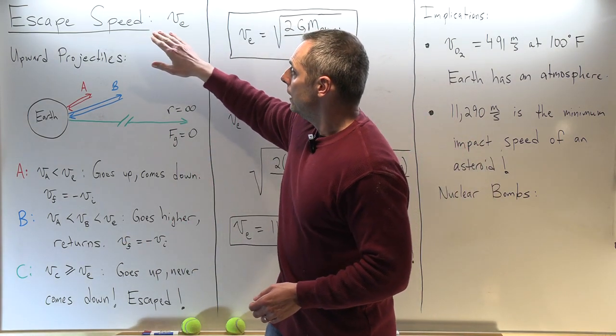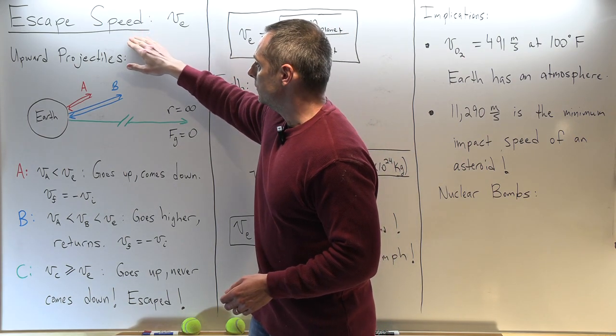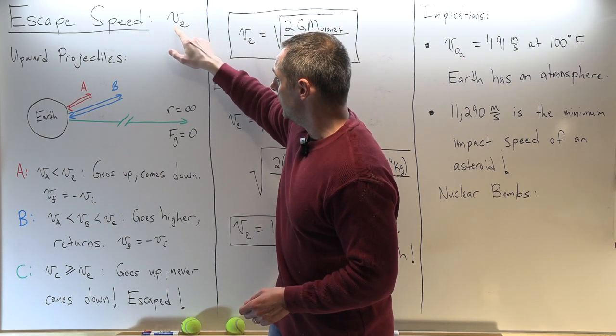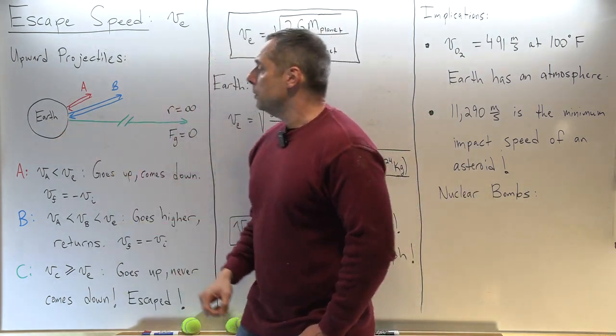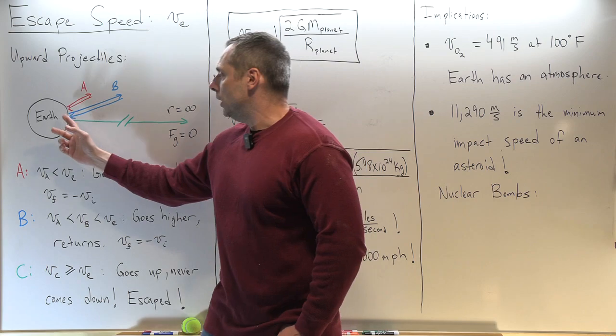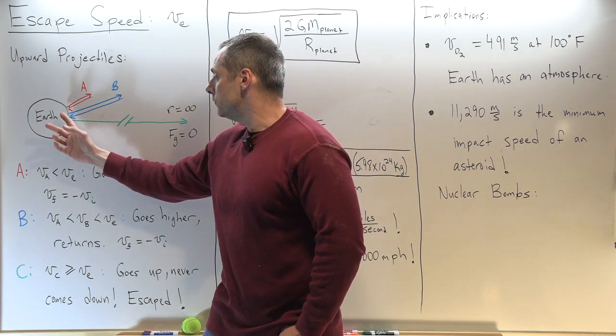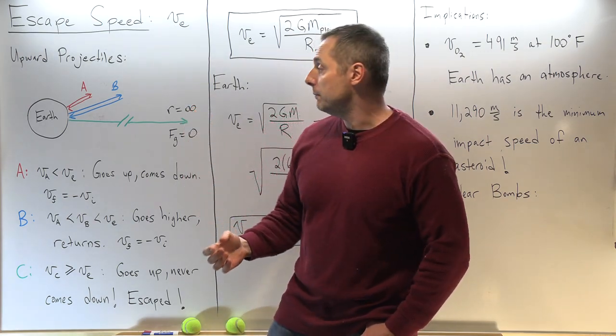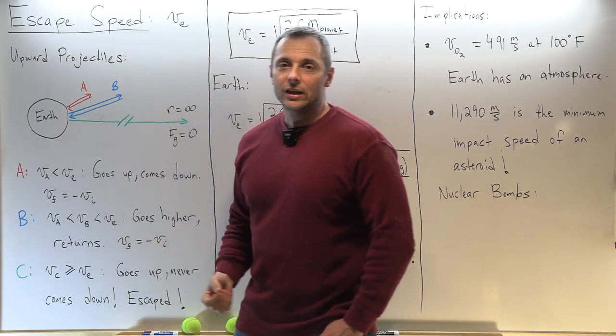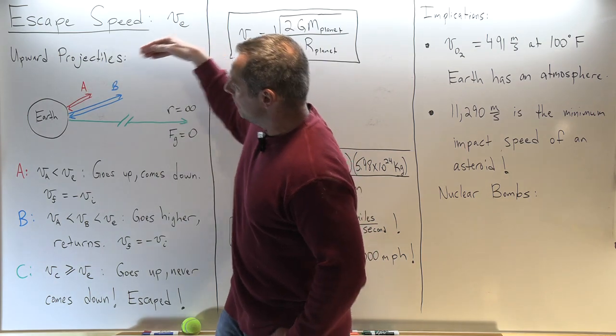What is that speed? How do we calculate it? It's called the escape speed, and I'm going to use the symbol V with a subscript E. So here's a diagram, the Earth, upward projectiles. Projectile A, I launch it up at some speed. It goes upward into outer space because I'm throwing it fast enough. It's beyond the atmosphere. It's decelerating because gravity's pulling it back inward, right?